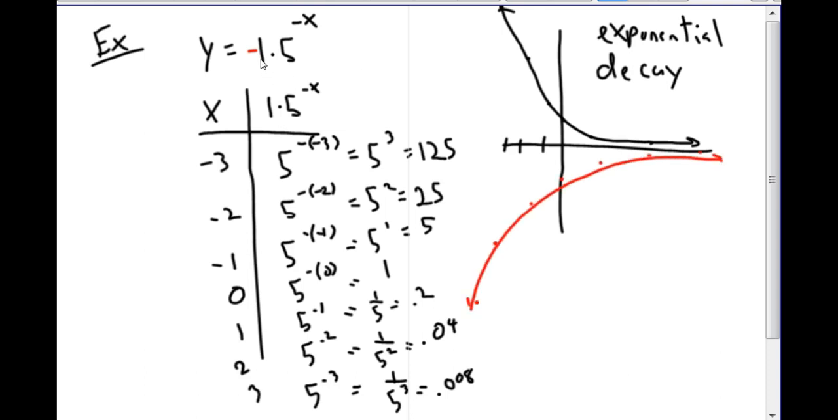If we have a negative multiplier out front, then just like with the growth, everything which was positive now becomes negative. So it's exponential decay. It's decaying because we would say the y values are approaching 0. They never actually hit 0, but they do approach 0.